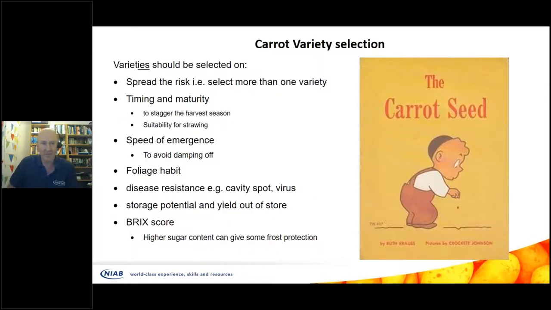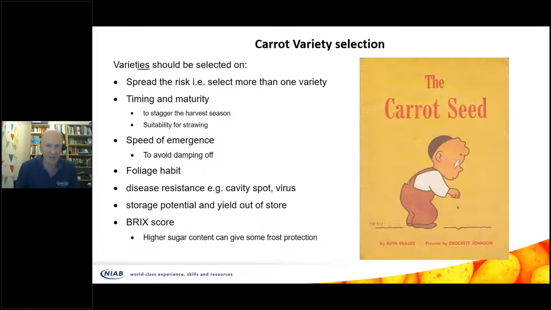Onto carrots briefly. Again, spread the risk, looking at different varieties, timing and maturity to stagger the harvest season. Suitability for storing is very important. Foliage habit: a more open habit means more airflow through the crop, which reduces the disease incidence.